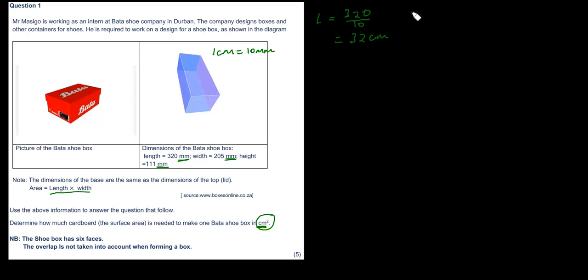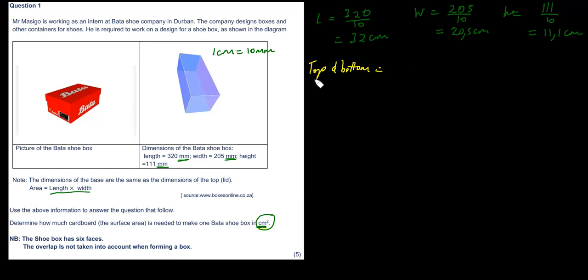Then what about our width? Our width is 205 divided by 10, which is equal to 20,5 centimeters. Our height is equal to 111 divided by 10, which is equal to 11,1 centimeters. Now we have everything in centimeters. We are able to calculate our areas. Now let's look at the top and bottom.